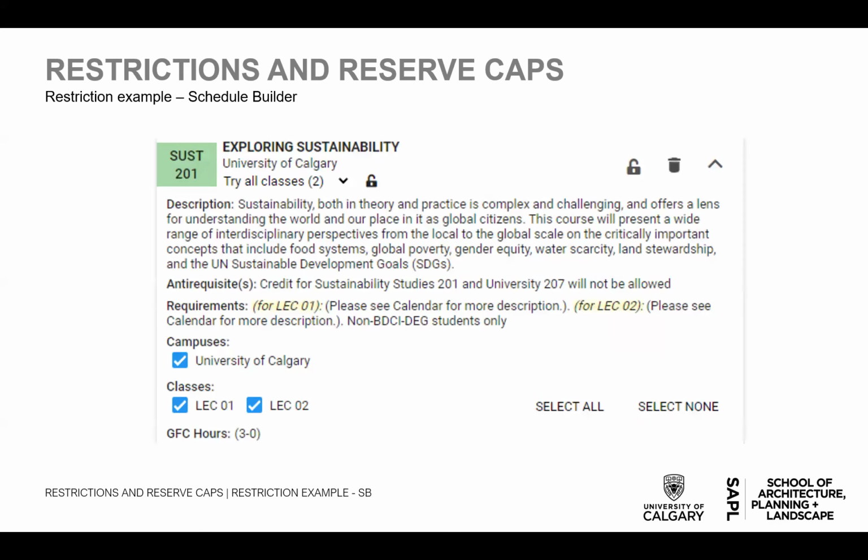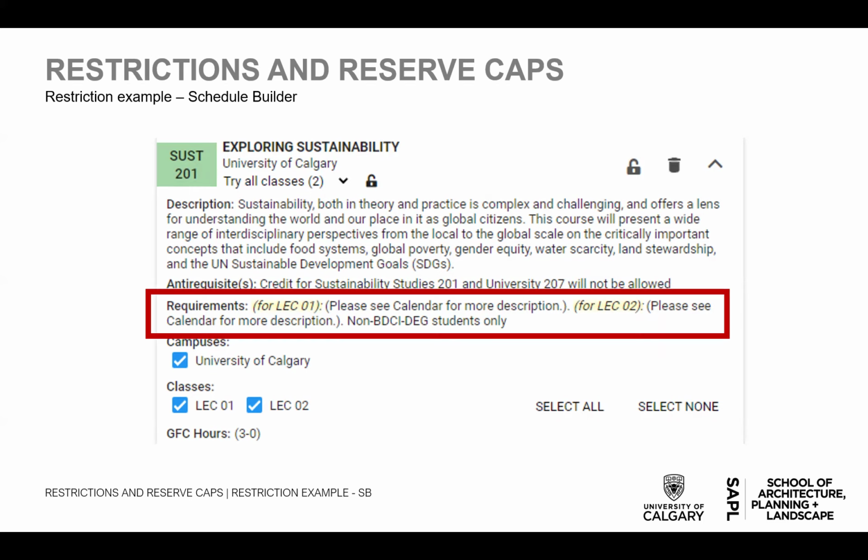When you look at the course details on Schedule Builder, you'll find more information on restrictions if there are any. Sustainability 201 is a class that we recommend you take in your first fall semester in the BDCI program. Here, you can see that Lecture 2 of this course is restricted to non-BDCI degree students only, which means that all of you can only enroll in Lecture 1 of this course.